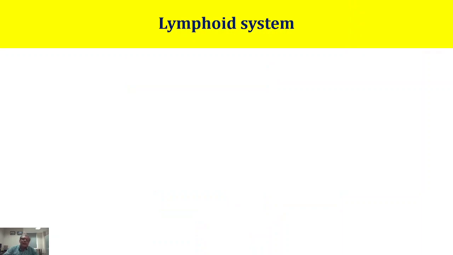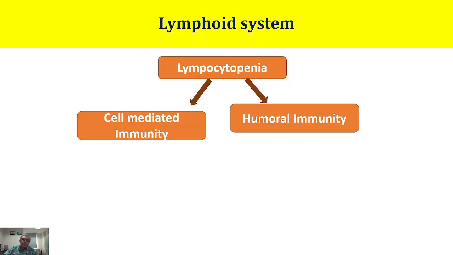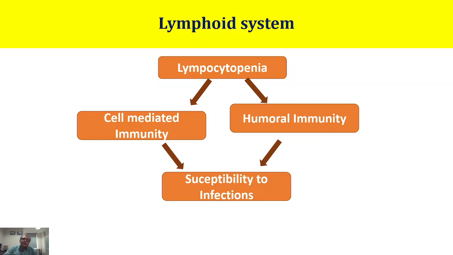And next is the lymphoid system, or lymphoreticular tissue. With any anti-cancer agent, there is lymphocytopenia, a significant decrease in the number as well as the function of the lymphocytes, and because of this, there is a decrease in cell-mediated immunity as well as humoral immunity. And obviously, this will be reflected in increased susceptibility to infections. Okay. Now, the next most common ADR is the gastrointestinal ADR.